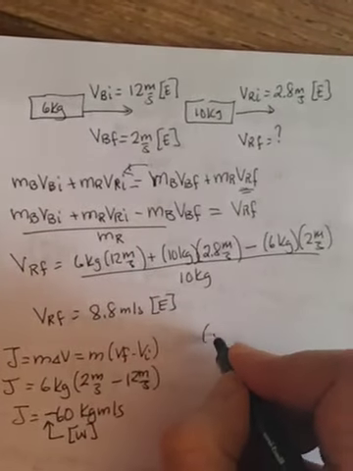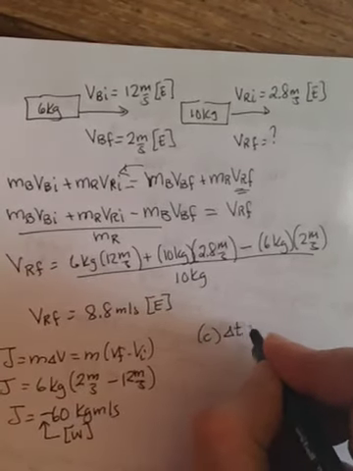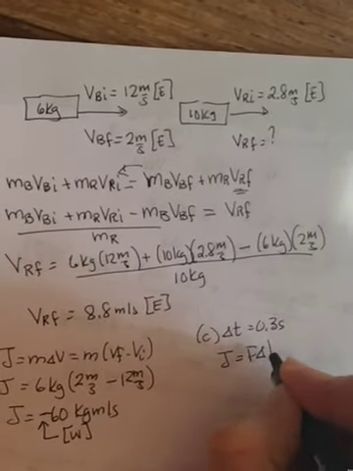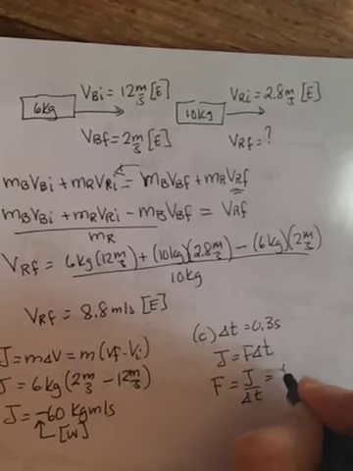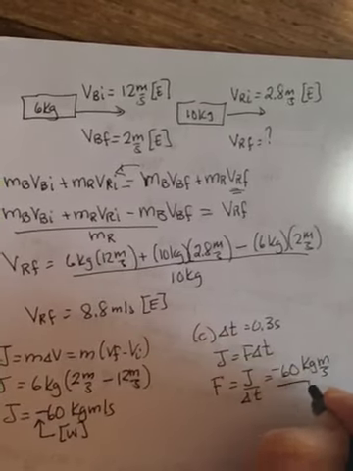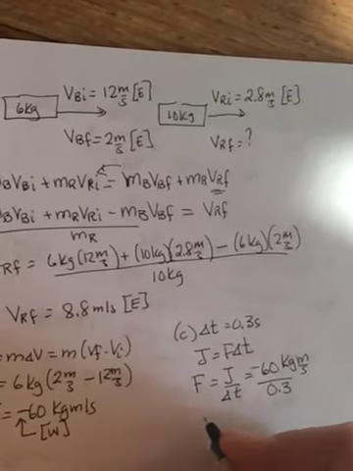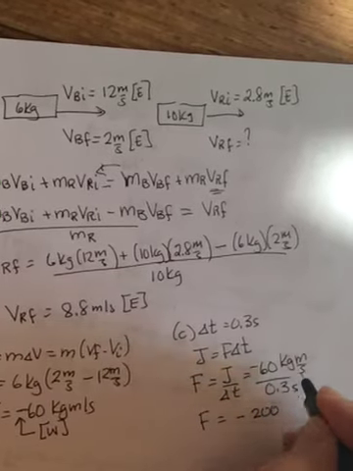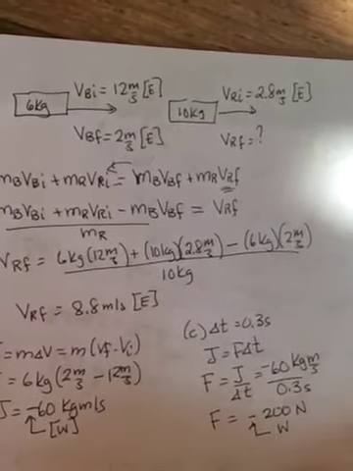And then part C wants to know the net force on the blue cart if the impulse lasts 0.3 of a second. So we know J equals F delta t. So F equals J over delta t. So you can leave your negative in there if you want. 60 kilogram meters per second over 0.3 of a second. That's like 600 divided by 3. So negative 200 kilogram meters per second squared, or newtons, and that negative also means west.